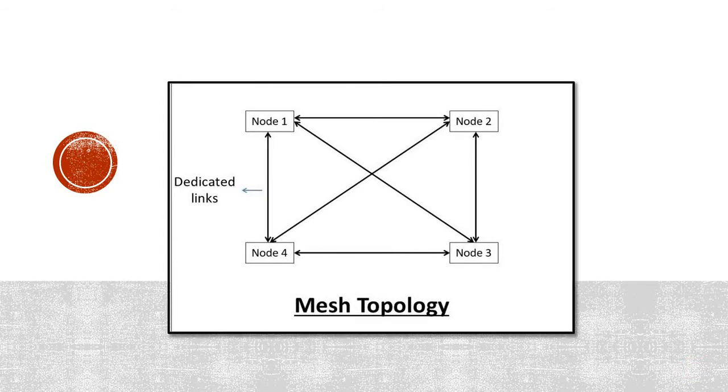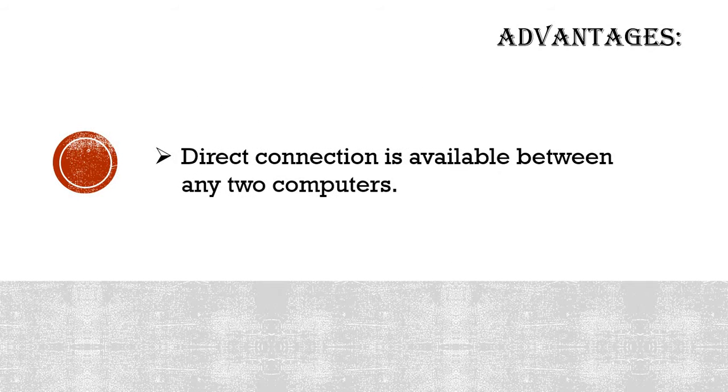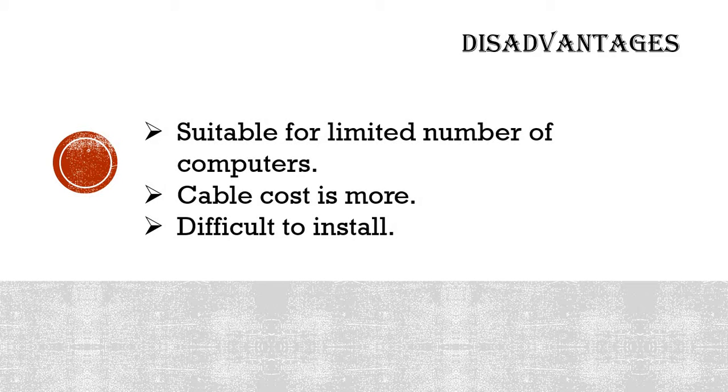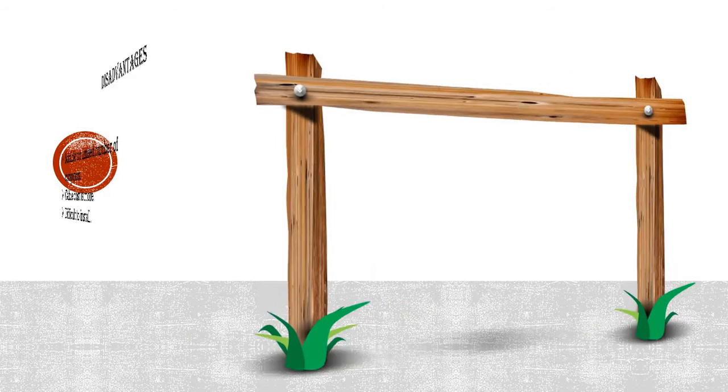This is a simple diagram for mesh topology. Each and every node is connected through dedicated lines. Advantages of mesh topology: direct connection is available between any two computers. Now let's move towards the disadvantages. It is suitable for a limited number of computers. Cable cost is more and it is difficult to install.